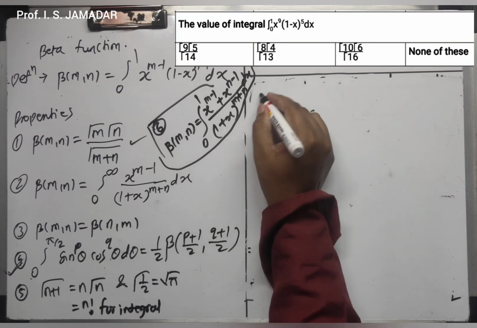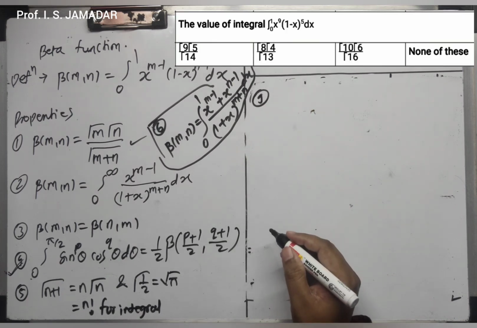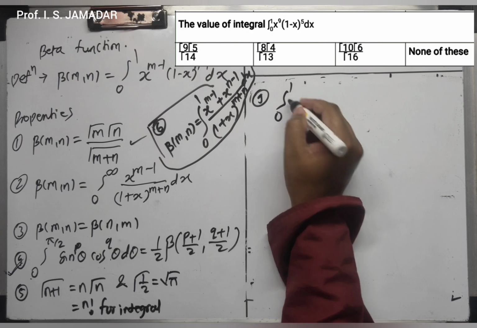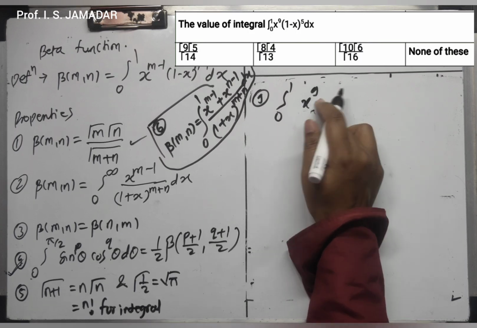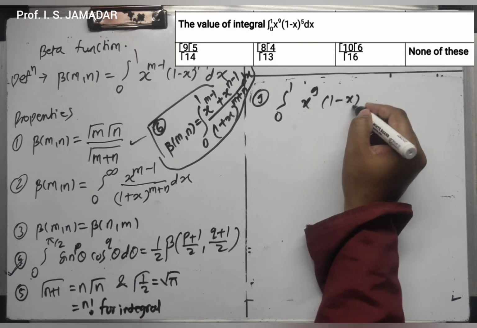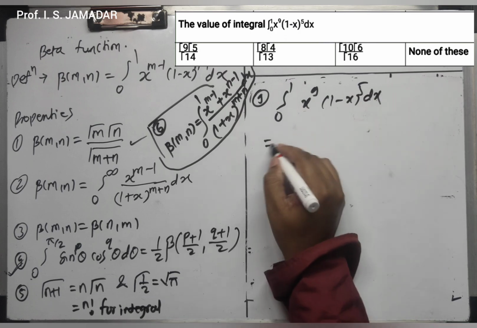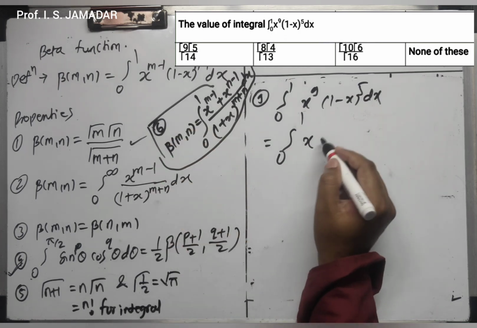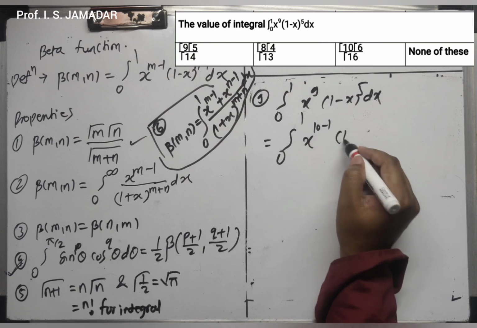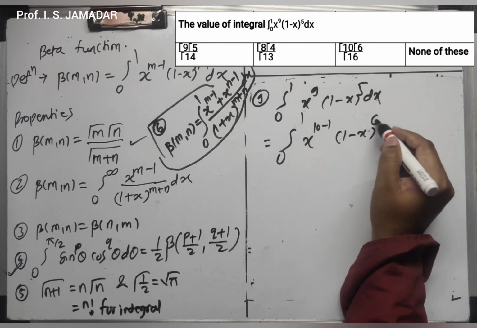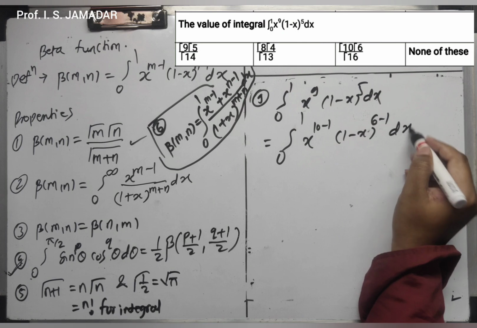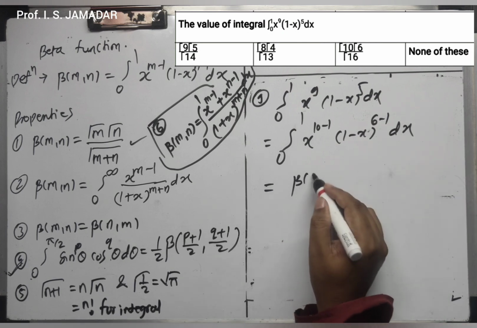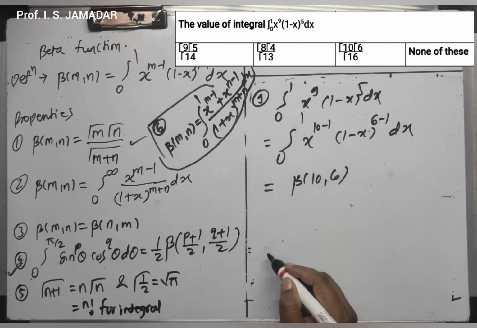Question number 9. It is very easy. Integration 0 to 1 x raised to 9 into (1 minus x) raised to 5 dx. No simplification, directly it is in the standard form of the beta function. X raised to 9 we can consider as 10 minus 1, into (1 minus x) raised to 5, which we can consider as 6 minus 1, dx. So by definition it is beta of 10 comma 6.